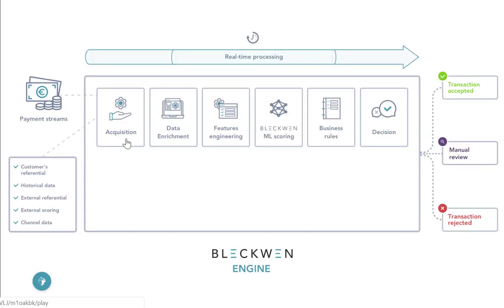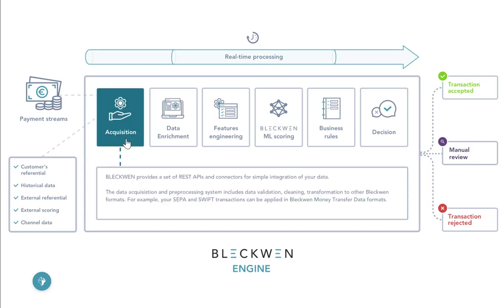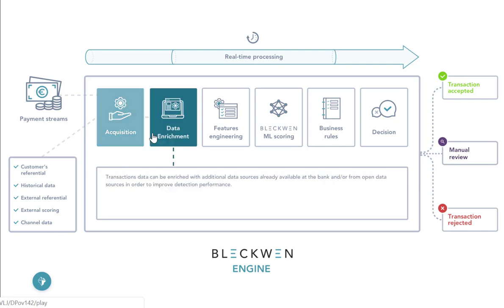In addition to transactions, Bleckwen can also ingest other types of data, including data from internal or external data sources, historical data, scores from other tools, or even application logs. The first step is to validate, clean, and transform the data into formats that are interpretable to the platform. To enrich the transaction and improve the level of detection, it's necessary to combine all the different data sources.